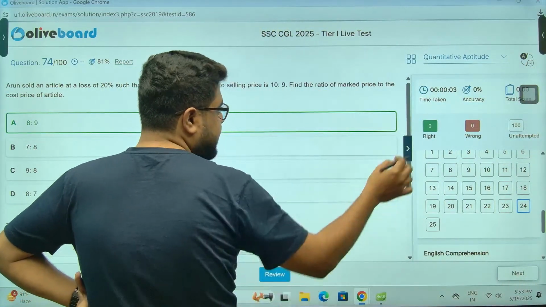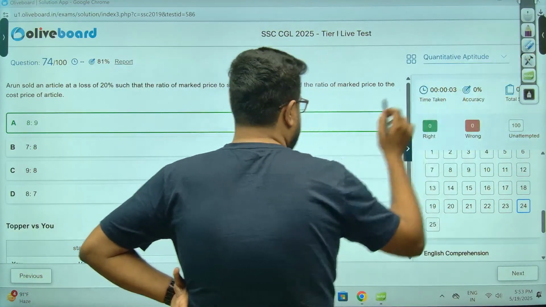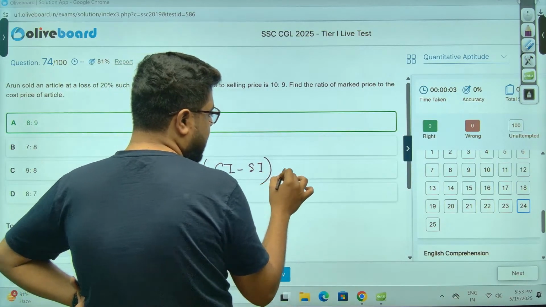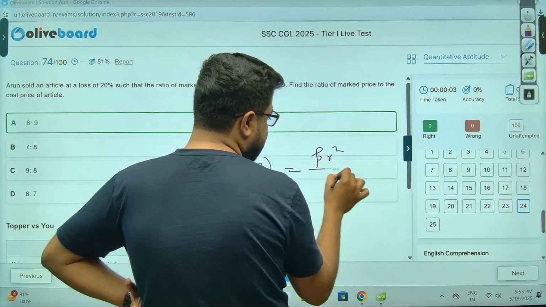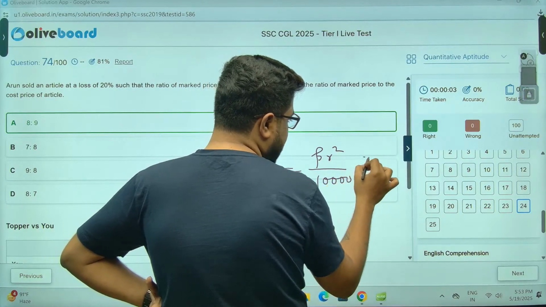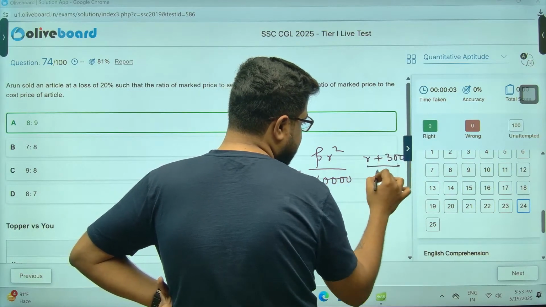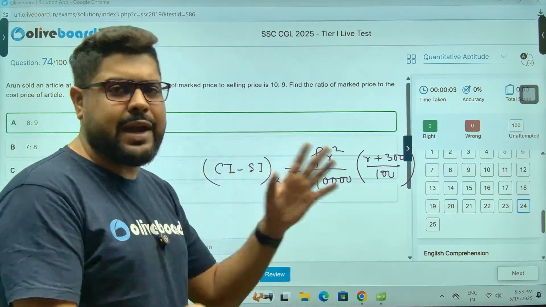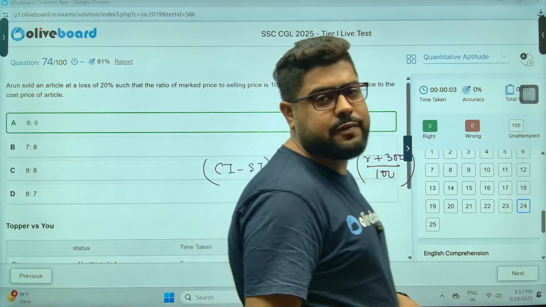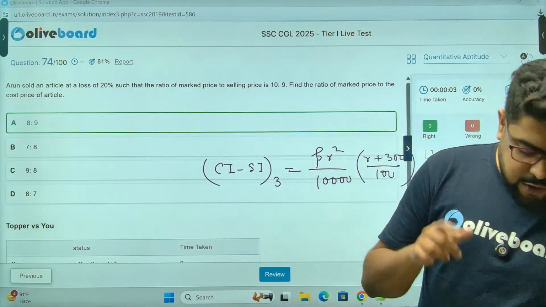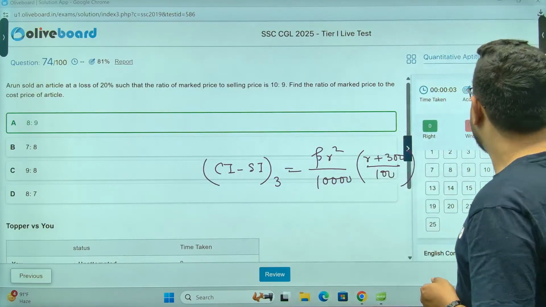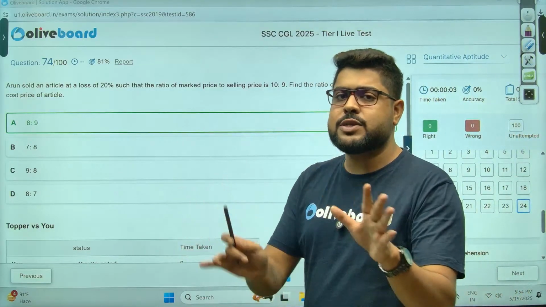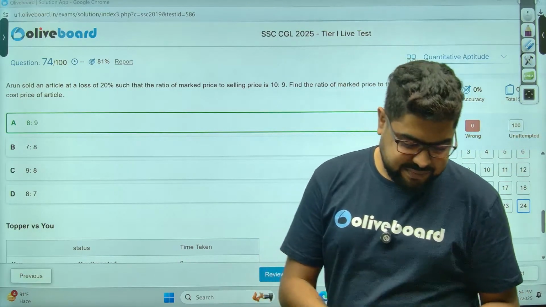Just for example, the formula that comes right on top of my mind, sir, CI. If I ask CI minus SI for 3 years, the formula is PR square by 10,000 into R plus 300 by 100. I always remember this formula. Why? Because 2 years I can manage with the AB theorem, but 3 years is very difficult and lengthy if I don't know the formula. So these formulas you must remember.